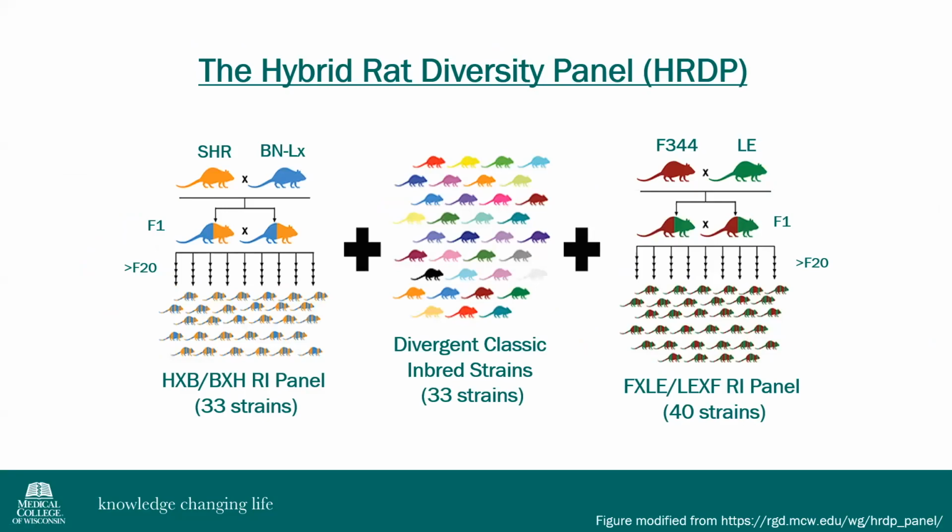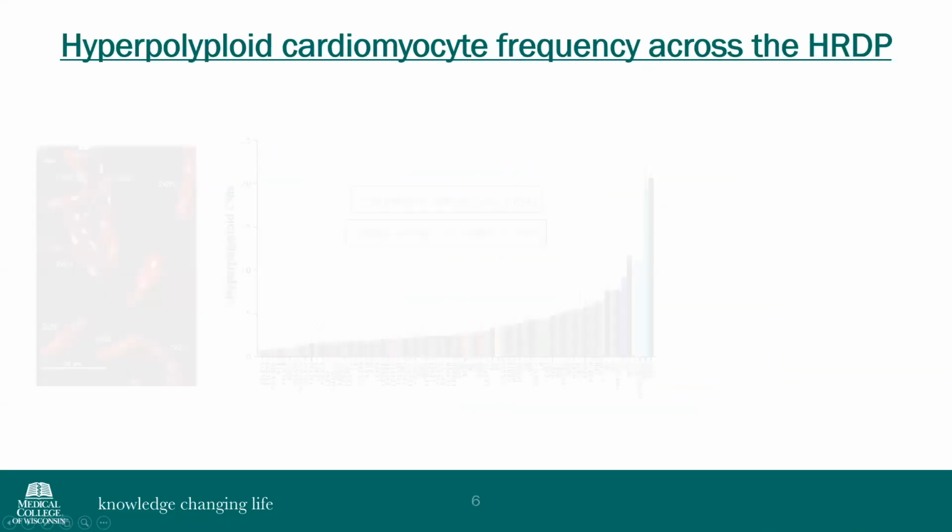And then, the mapping portion of this project will be using the Hybrid Rat Diversity Panel, or HRDP, as many of you know. So briefly, this panel is composed of 2 recombinant inbred panels, as well as 33 classic inbred strains that have been compiled to maximize the ability to map complex traits.